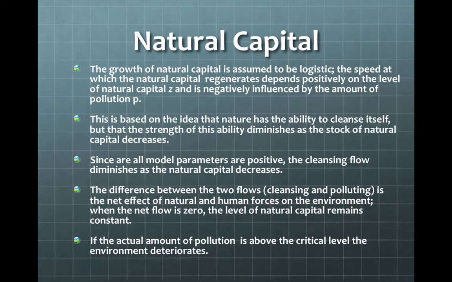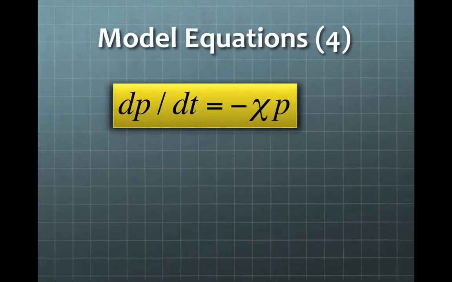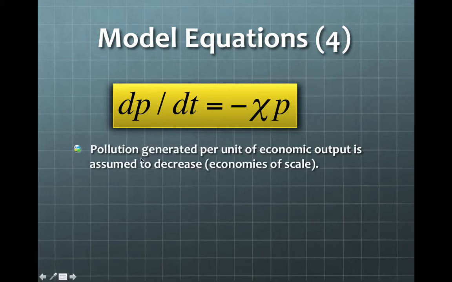And if the actual amount of pollution is above a critical level, the environment deteriorates, and we're going to see that when we push the model simulations a little bit. The fourth stock, finally, is the pollution stock, and it follows a very simple exponential decay with a coefficient chi. The minus sign indicates that it decreases over time. And this is pollution generated per unit of economic output.